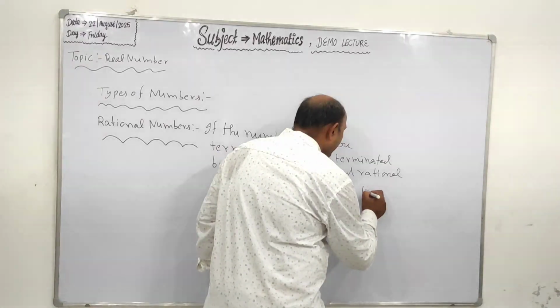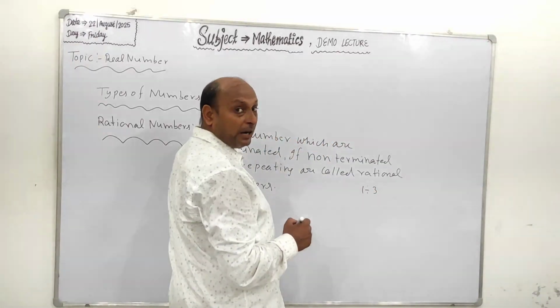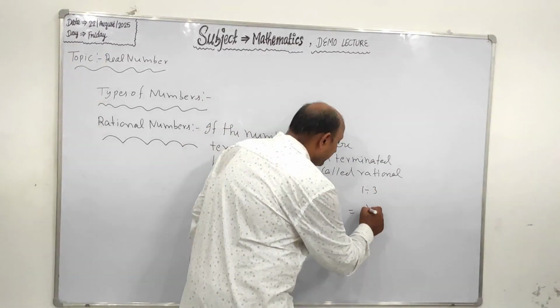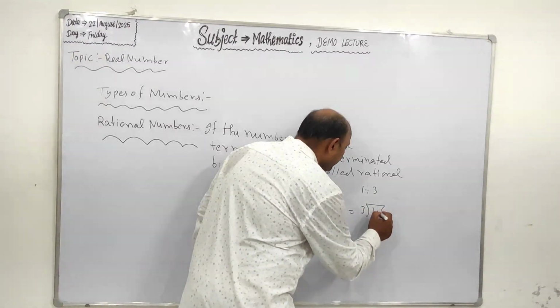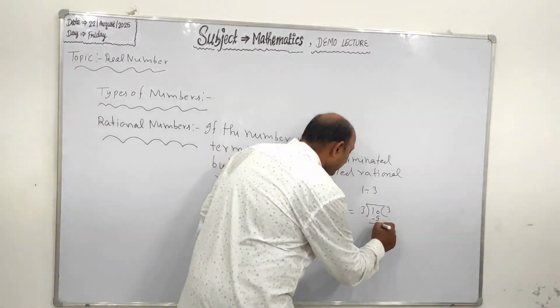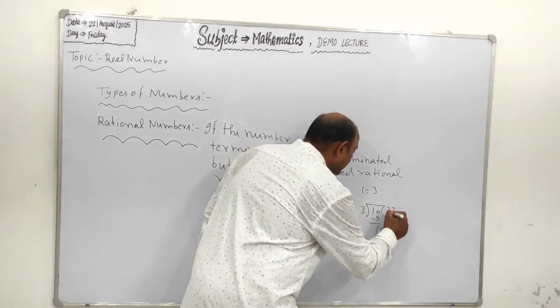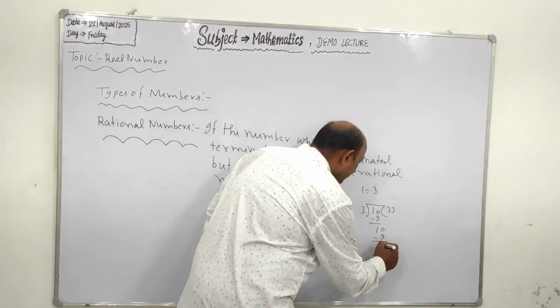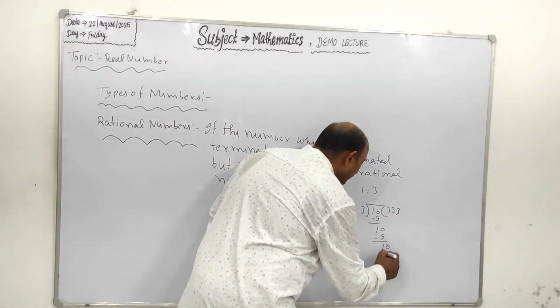Look here, 1 divided by 3. 3 threes are 9, remainder 1, then 0. 3 threes are 9, remainder 1, then 0.